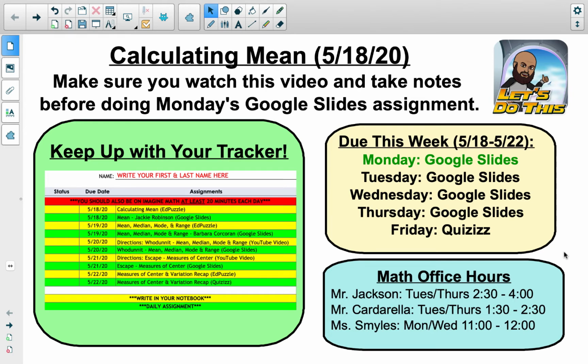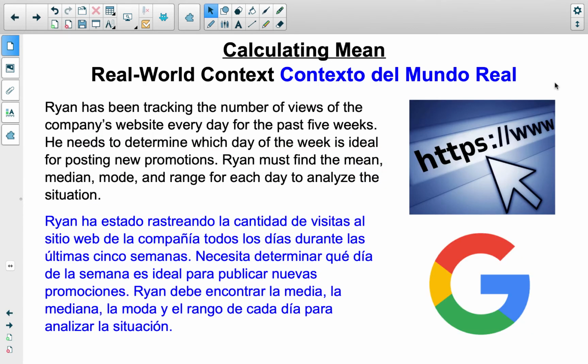Now let's go ahead and get started here. This week is all about measures of central tendency and range. Monday's lesson specifically, which is today, is on calculating mean. And before we dive into mean, we have to develop some real-world context here. So let's take a look at something like this.